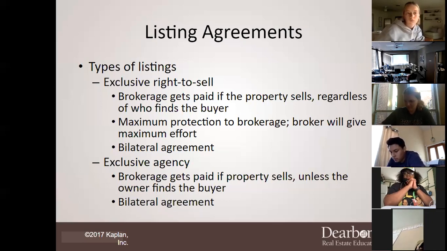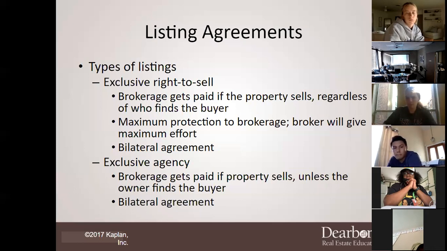And we'll talk more about an open listing later. That is, you're probably not going to want to work for it, because you might not get a paycheck. But if I know that I'm getting paid, I'm going to work. Some brokerages won't even let you consider anything else. They'll say exclusive right to sell or nothing. And that's going to be a bilateral agreement as well.